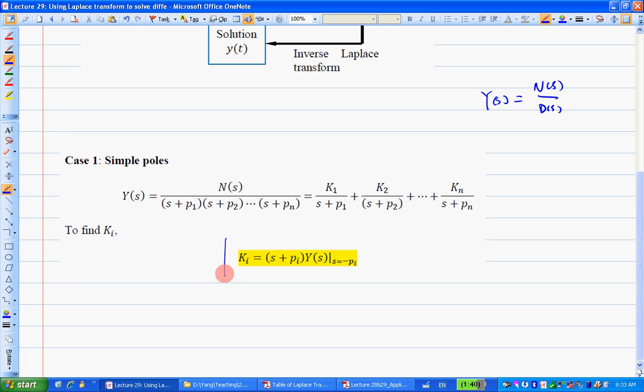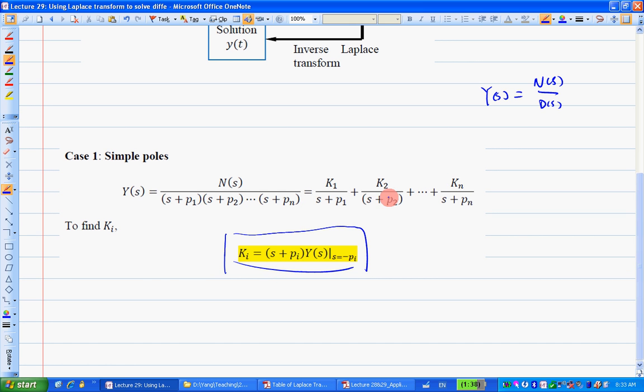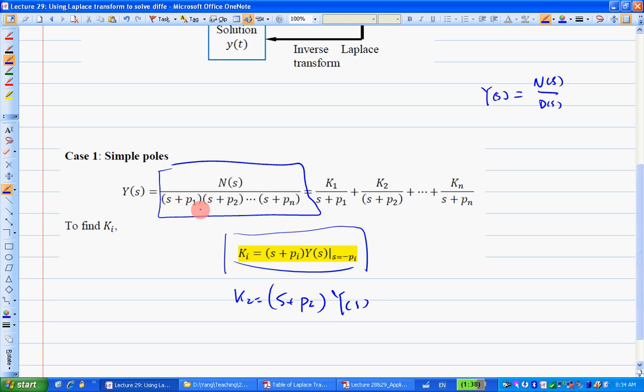One way, a simple way, is using a formula. So you look at this formula here. How do we find k1 or ki? You do this basically. For example, you want to find k2, right? Then k2 will equal s plus p2. This is the pole associated with k2. So you take s plus p2 multiplied by the original Y of s.